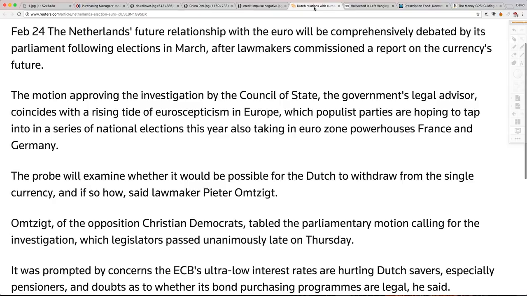The motion approving the investigation by the Council of State, the government's legal advisor, coincides with the rising tide of Euroscepticism in Europe, which populist parties are hoping to tap into. A series of national elections this year are also taking place in Eurozone powerhouses France and Germany. Once again, we need to keep our eyes on what's happening with these elections.